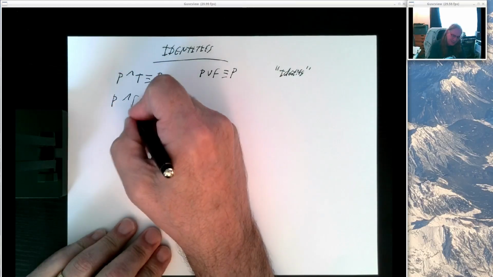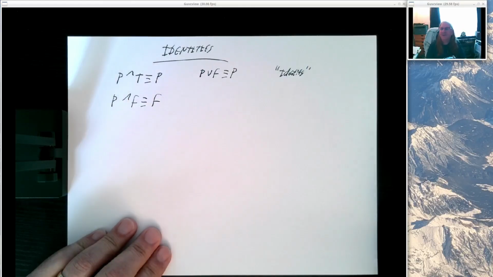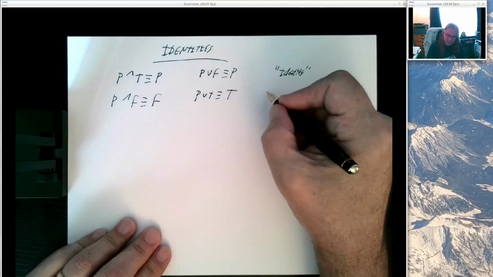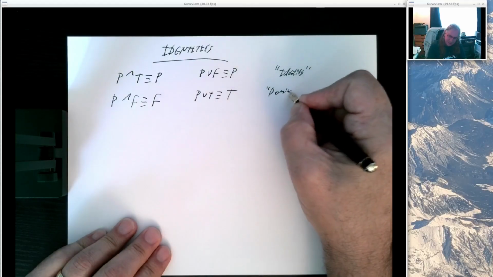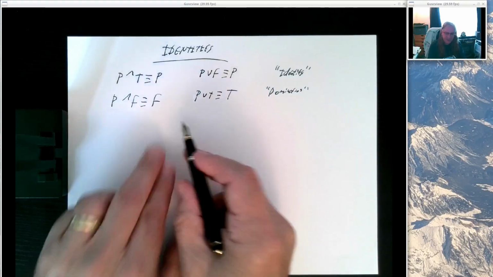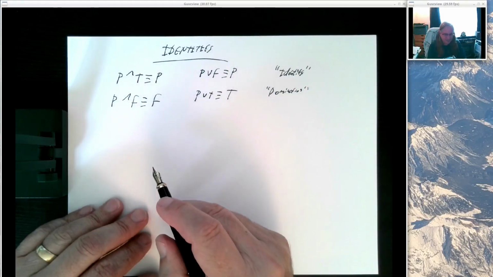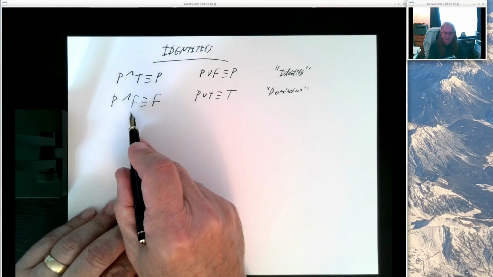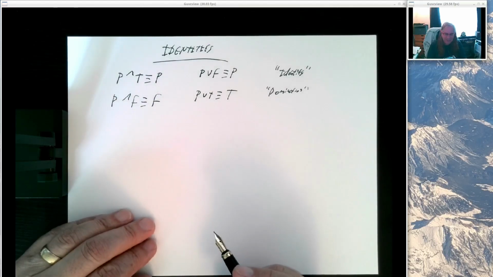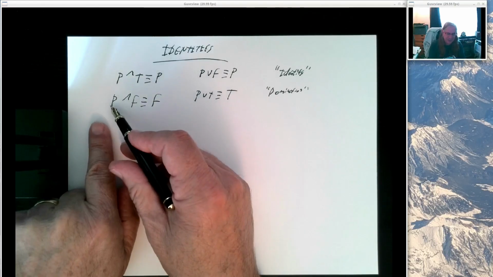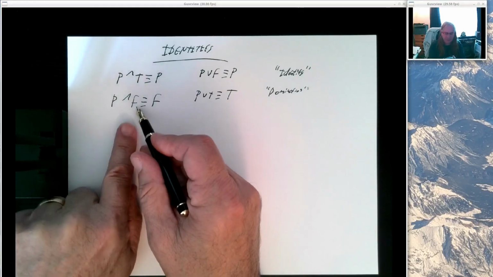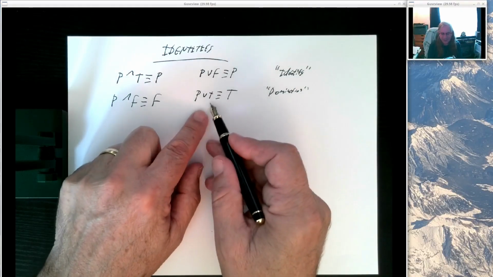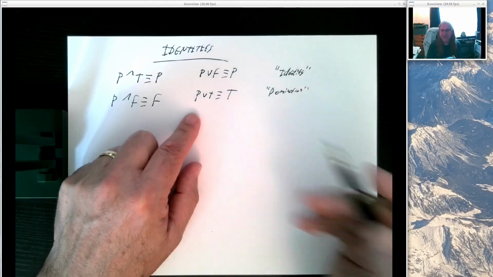All right, P and false is always logically equivalent to false. P or true is logically equivalent to true. This is called domination, because the second term determines the truth value of the entire proposition. So it is raining and false, that conjunction is false, because the only way a conjunction is true is if both propositions are true and false is not true. A disjunction is true if either proposition is true, and true is always true, so this disjunction is true.